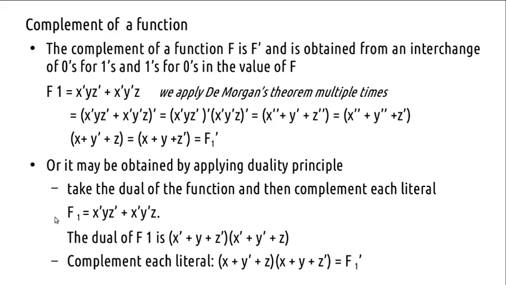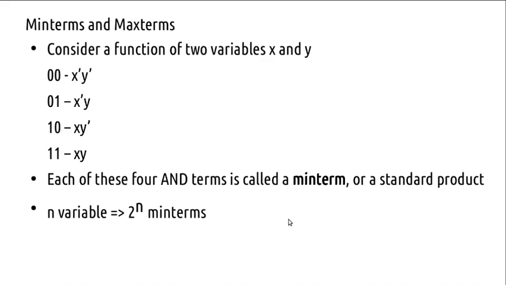Again, or you could use the dual. Dual means you will replace all the ANDs with ORs and zeros with ones. That means all complemented forms will be made uncomplemented. Uncomplemented forms will be made complemented. Either of these two ways could be used to find out the complement of a function, right? So this is how you do it.